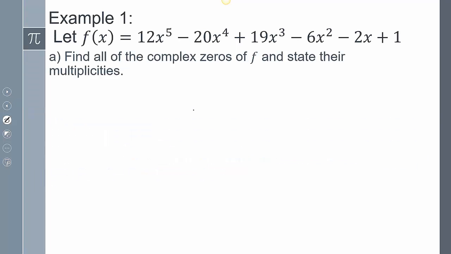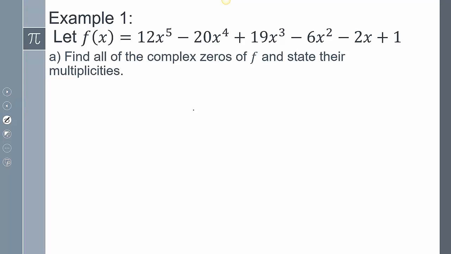All right, so first example. It says find all the complex zeros of our function and state their multiplicities. So to be able to find the complex zeros of this polynomial, we have to try and factor it. Well, there's nothing in common. It's not a trinomial. There's no difference of squares. So remember that we said that another form of factoring is polynomial division.